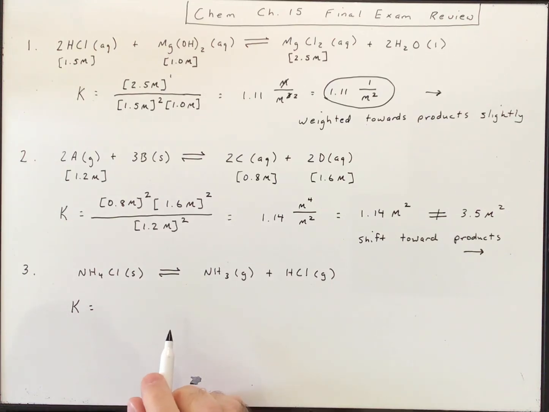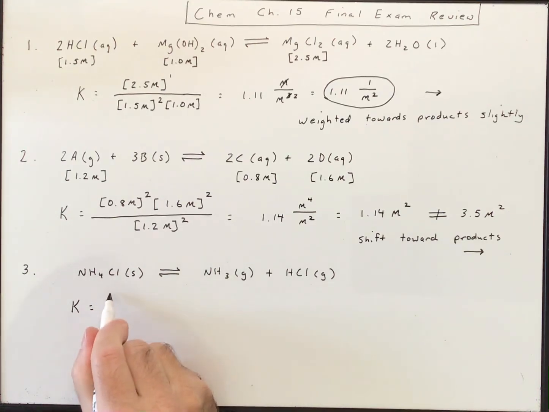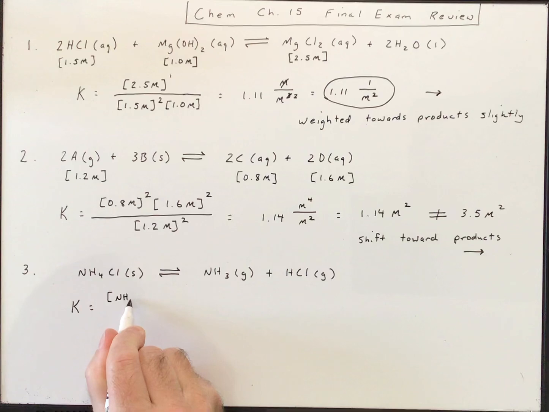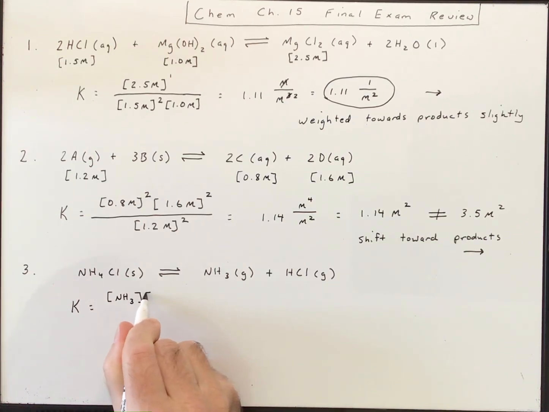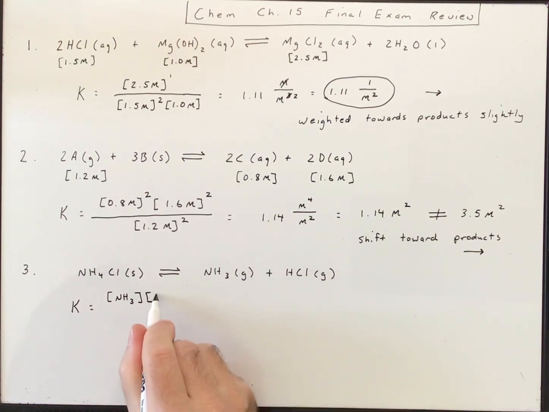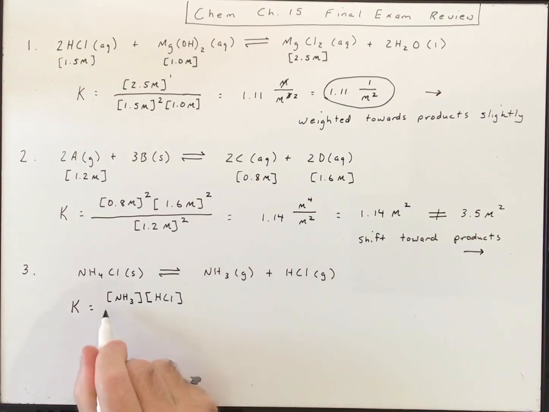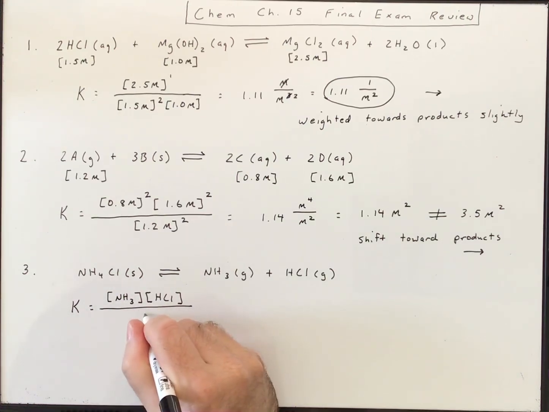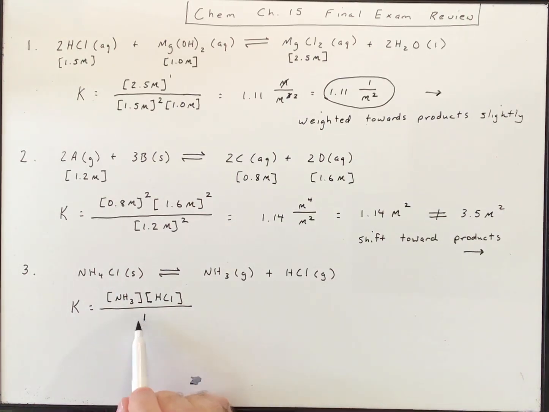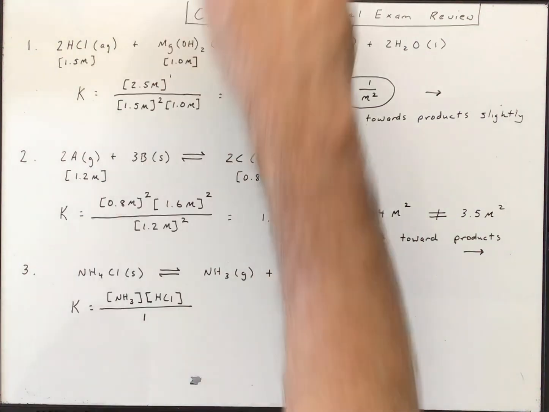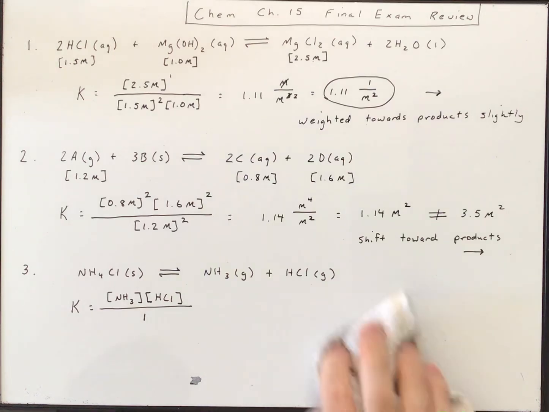in the calculation. So we'd have the concentration of NH3, and it's to the first power, times the concentration of HCl, also to the first power. And then you don't have anything, because it's a solid, in the denominator. So you can just put it over 1, or you don't have to put it over 1. You can just have concentration of NH3 times the concentration of HCl. All right, let me clear the board and we'll start talking about Le Chatelier's principle.